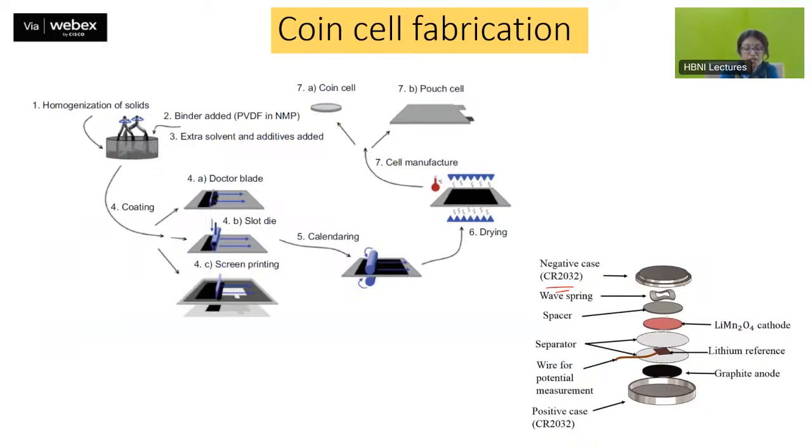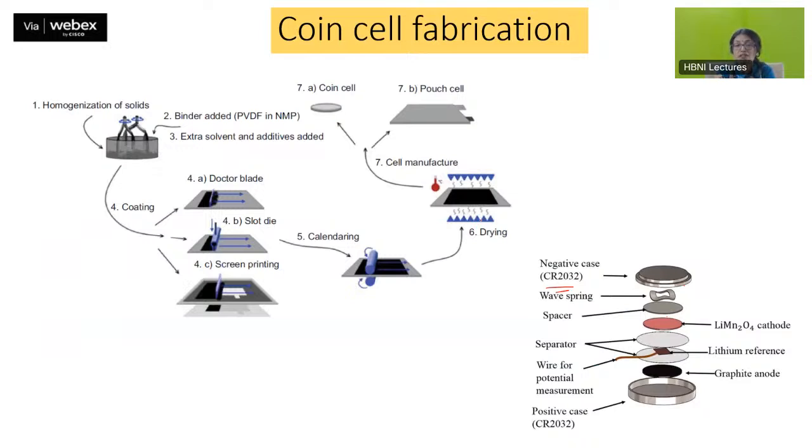And then you are coating it. You coat it with a doctor blade, or you can use a slot die method, or you can use screen printing. And then you do calendaring, because you have to press the material, because this spreading should be as even as possible. If you have some uneven surfaces over there, it develops hotspots, and from there dendrite formation can take place. So that you have to avoid at all costs.